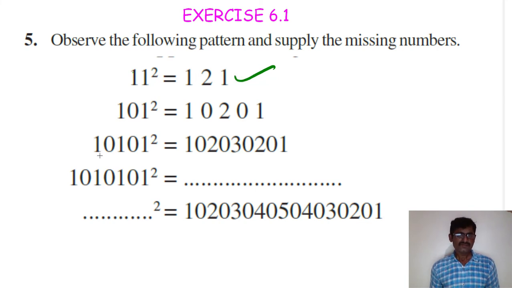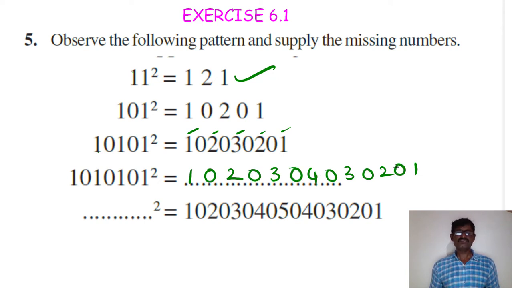Now let us see 10101. So you write 3 ones, and between 2 successive ones we need to insert 10. Now at the right side we have 1, 2, 3, 2, 1, and between 2 successive digits we need to put 10. If this pattern continues, then the square of the next number will be 1, 2, 3, 4, then 3, 2, 1. Between 2 successive digits put 10 like this. So this is the answer.